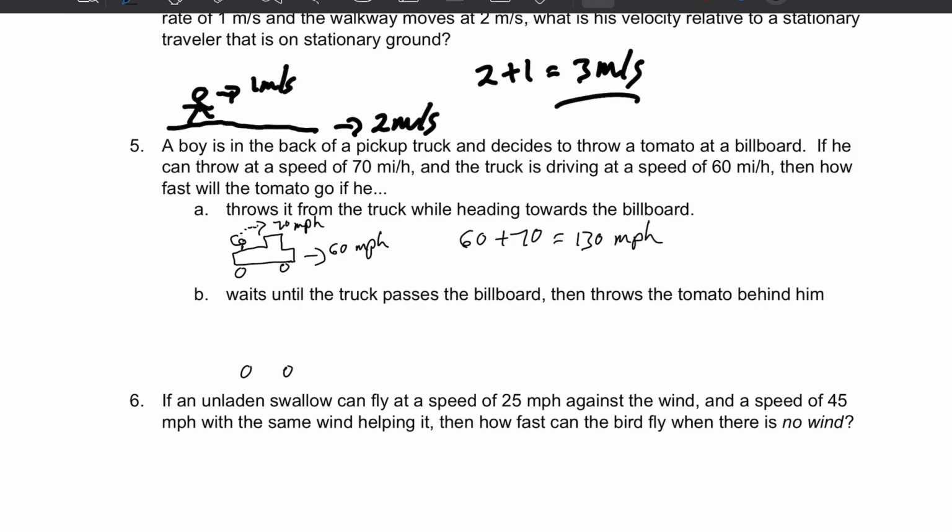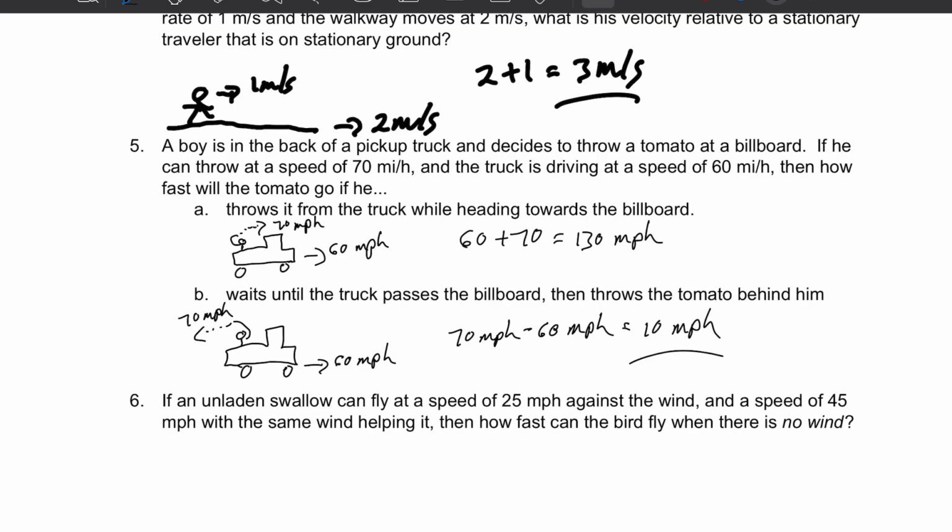If the child instead waits until the truck passes the billboard and then he throws the tomato behind him, that's going to be an opposing direction to the truck. If the truck is moving forward at 60, he throws it backwards at 70. It's still 60 plus 70, but it's now plus a negative 70, because 70 is going the other direction. So just to avoid the negatives, and we're talking about speed, we'll just take the larger one first and subtract the smaller one. So 70 minus 60 would give us 10 miles per hour in the opposite direction. So it's 10 miles per hour back to the left. If we're talking about speed, then how fast, that's a speed question.